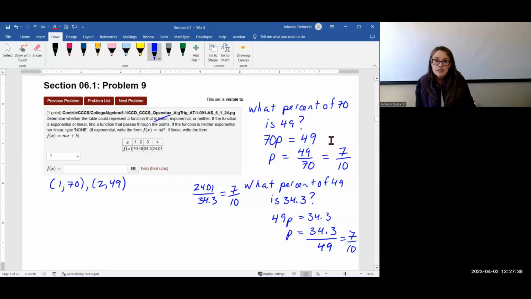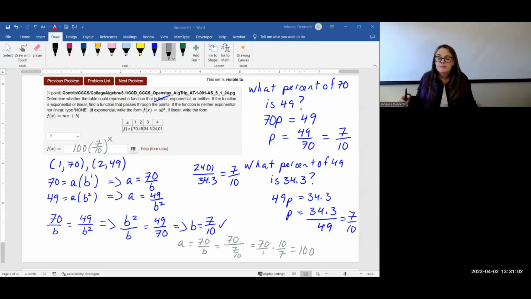And you can solve this as we did the previous ones in order to find the equation. So why don't you pause the video, work that out, then turn the video back on, and we'll compare our solutions. Okay, so how'd you do? Let's compare our answers. So I went ahead and solved it. I didn't use the information that I already knew that the base has to be 7/10. I solved it like I did before, using the ordered pair (1, 70) and the ordered pair (2, 49).